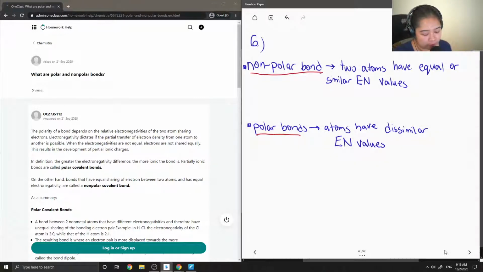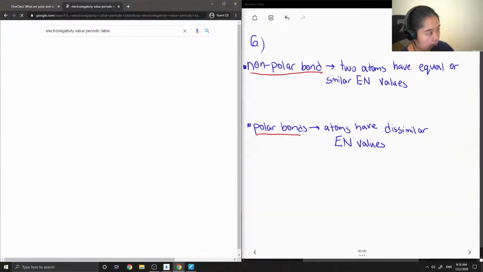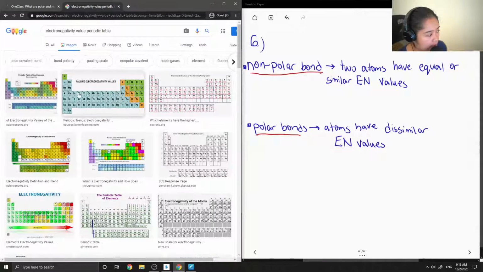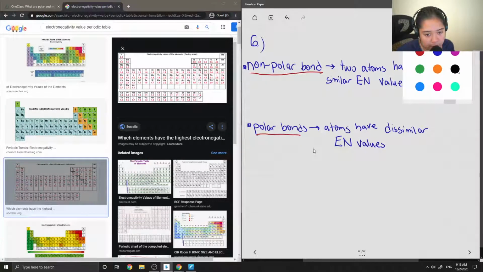Okay, so I'm going to write out some examples, and I'm also going to just Google an electronegativity value periodic table, just so that we can show all of them. This one's a bit clear. Okay, so I'll have some examples for a nonpolar bond.